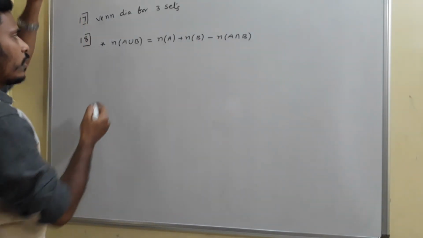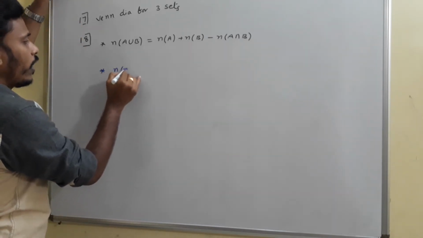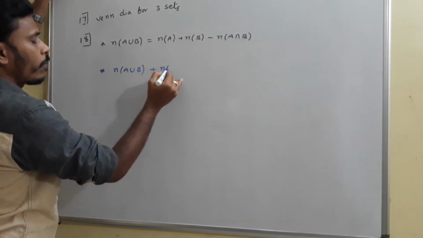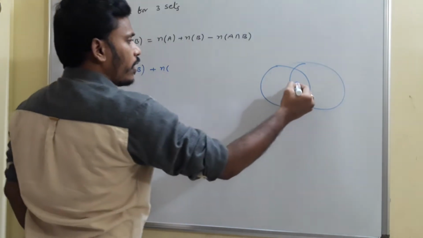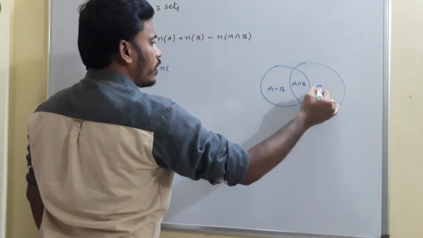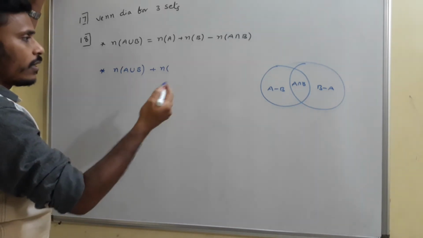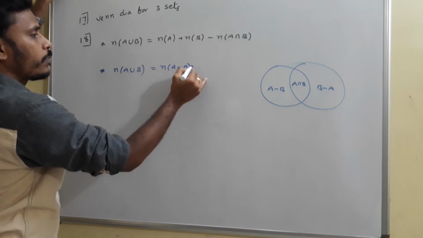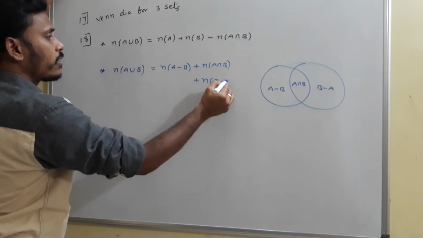Okay? And another thing is this: n of A union B plus n of, or otherwise minus. See this, if you observe the Venn diagram for 2 sets, this region is meant for A intersection B, this region is meant for A minus B, this region is meant for B minus A. Then using those 3, again we have a chance to write the cardinal property like n of A union B is equal to n of A minus B plus n of A intersection B plus n of B minus A.